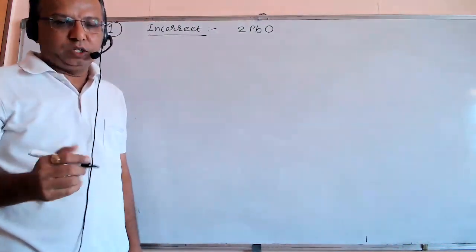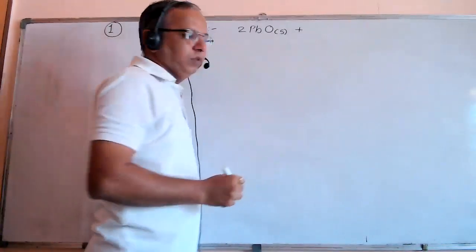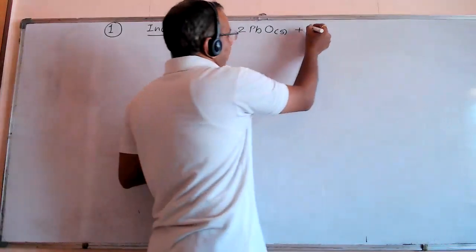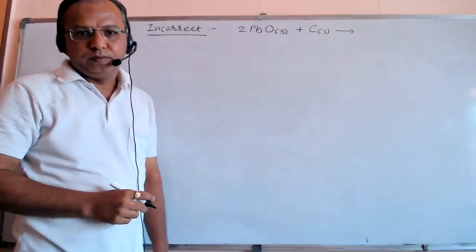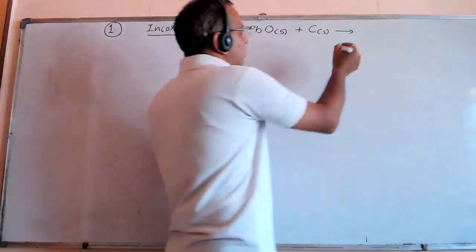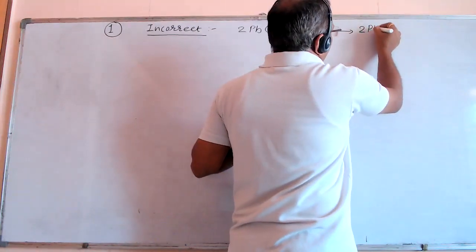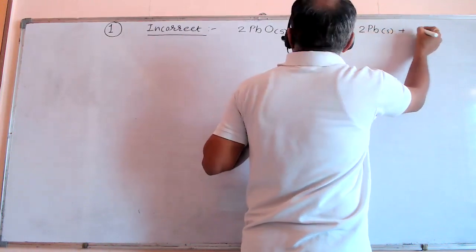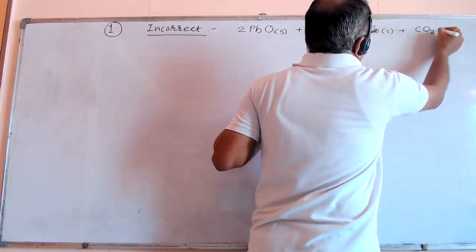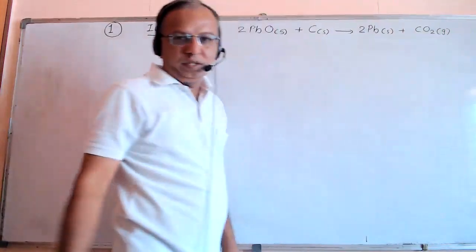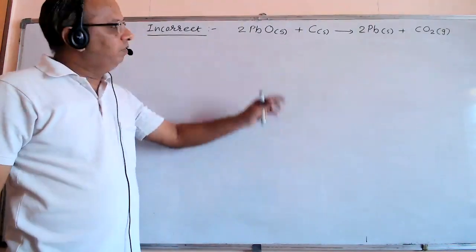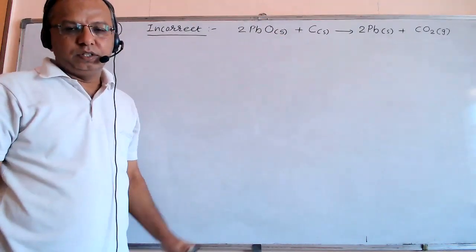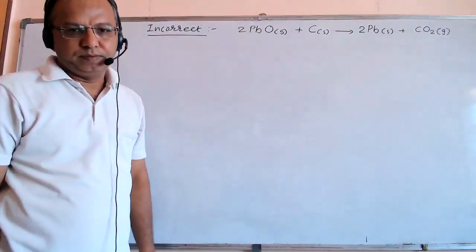2 PbO, lead oxide, 2 molecules in solid form, reacts with carbon, and it gives us 2Pb plus carbon dioxide. This is the given question. The formula and the reaction equation are given.